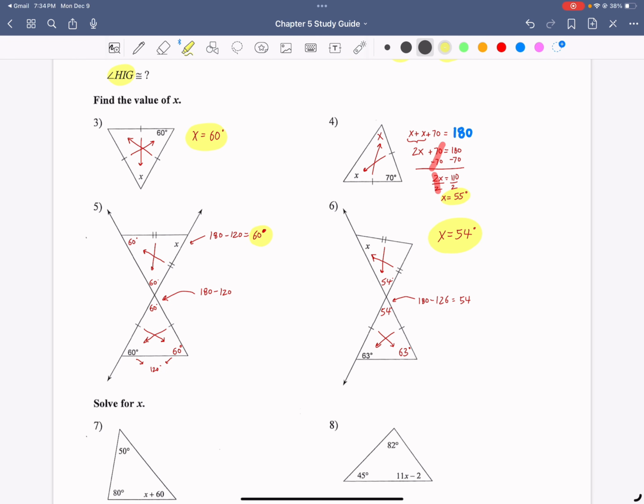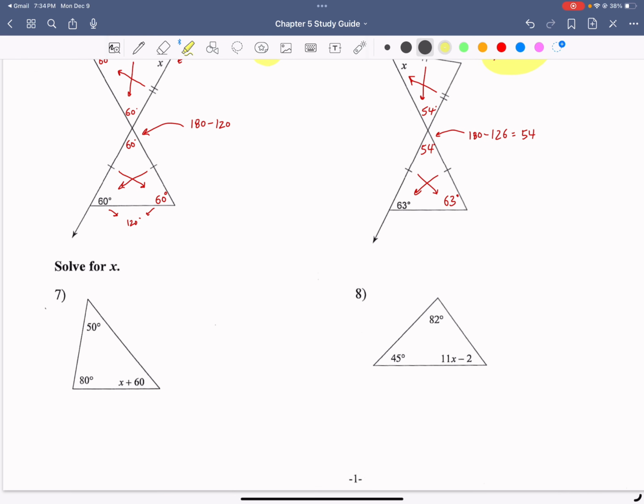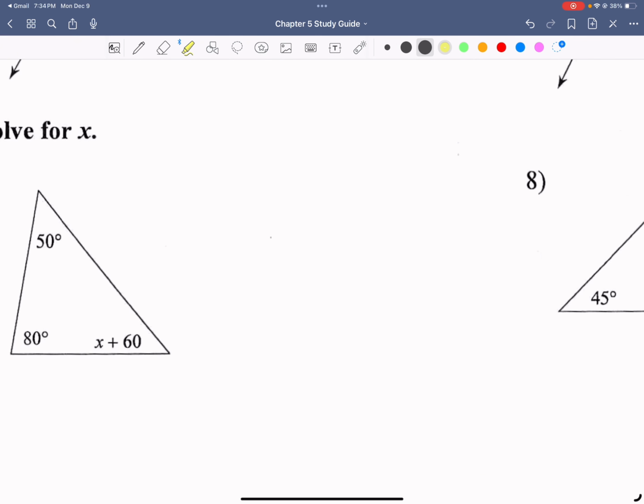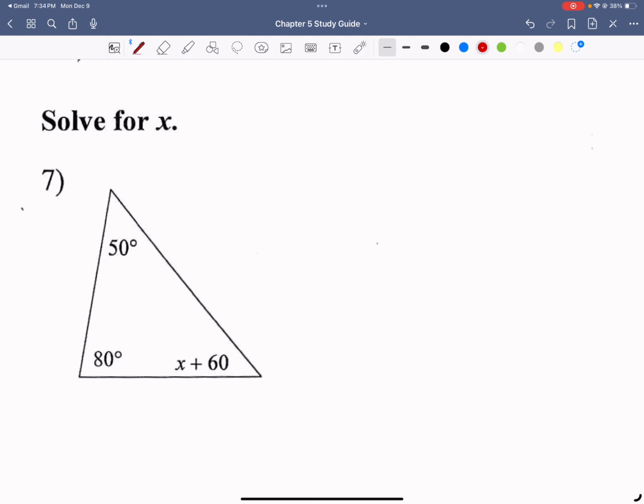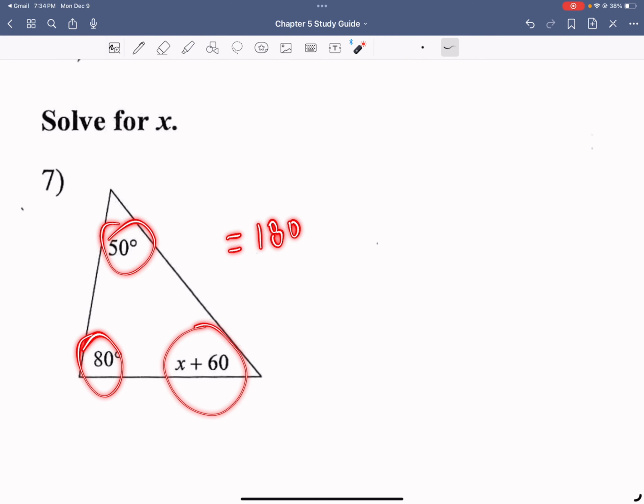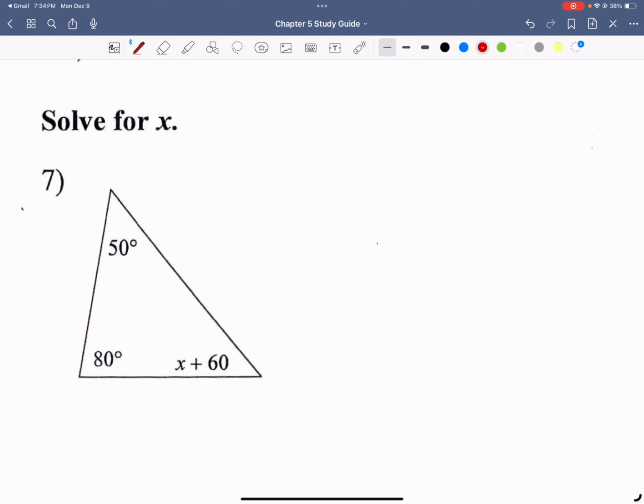Okay, moving on. Let's solve for x. First example, pretty simple. Remember, magic number. These always add up to 180. Okay, so you have, I'm just going to write the variable first. X plus 60 plus 50 plus 80 is equal to, and again, magic number, 180. Well, if you add up all of these, right, I believe you get 190.